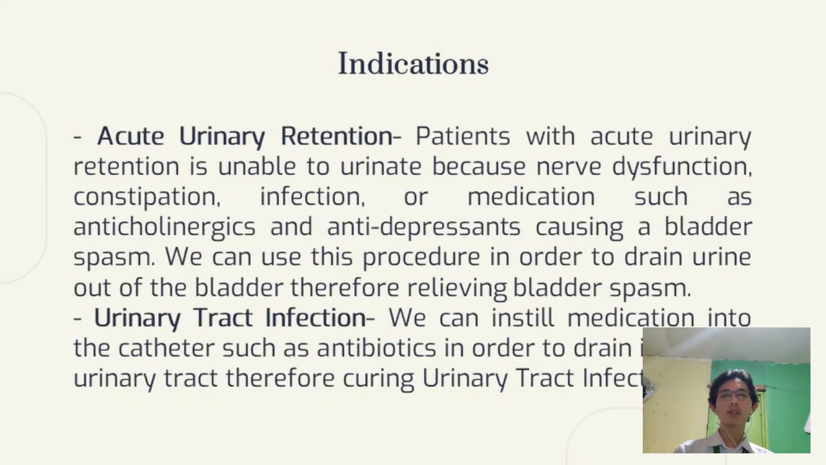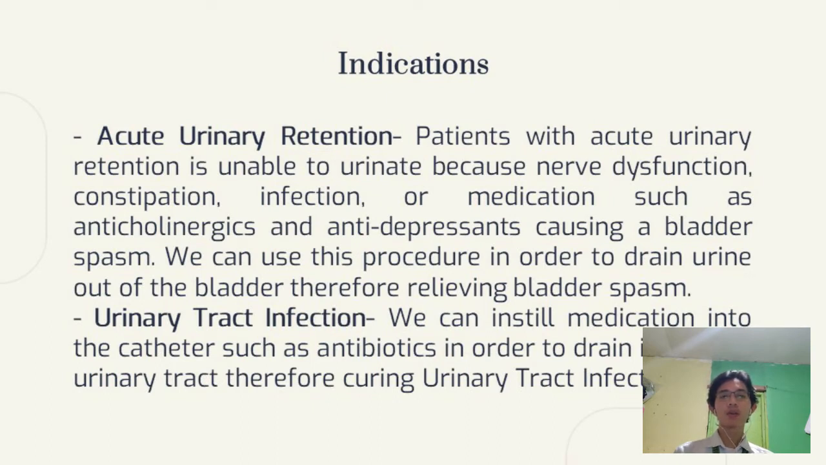For the indications, first is for acute urinary retention. A patient with acute urinary retention is unable to urinate because of nerve dysfunction, constipation, infection, or medication such as anticholinergics and antidepressants causing a bladder spasm. We can use this procedure in order to drain urine out of the bladder, therefore relieving bladder spasm.